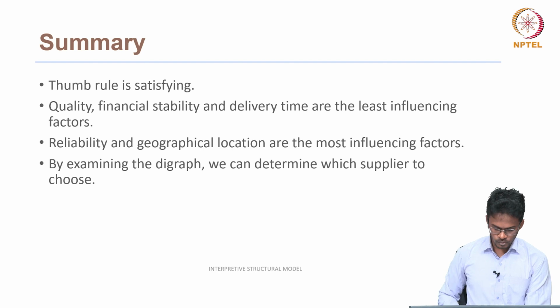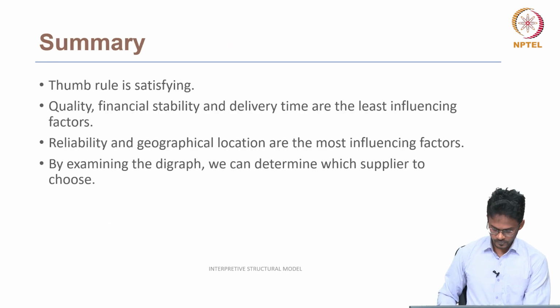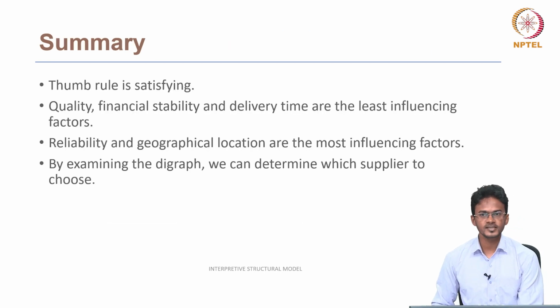By examining this diagram, we can determine which supplier to choose. We have hierarchical links between the factors, and we know which factor is more important, which factor is linking the factors, and which factors are dependent, etc. So, we can consider this diagram to select the supplier. This is how a supplier is selected with the help of the ISM method.